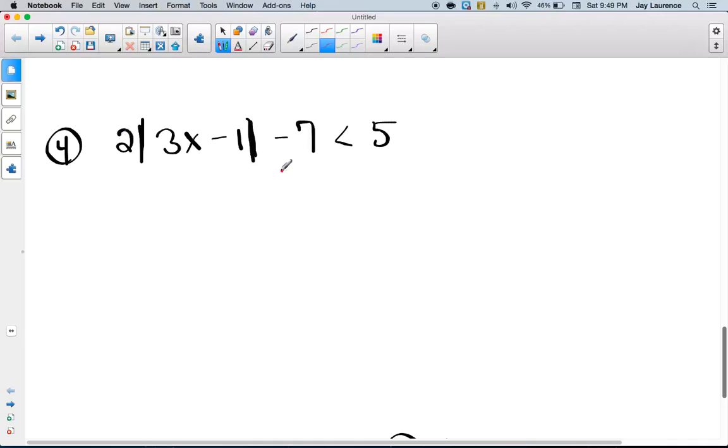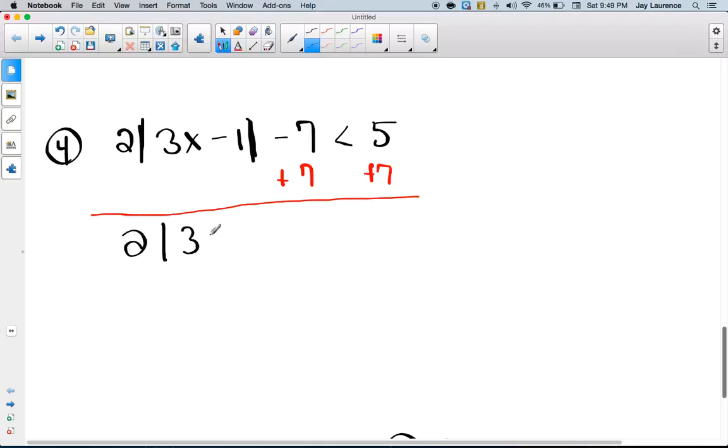So first thing I'm going to do is add 7. I'm going to pretend like the absolute value is a variable, and I'm going to use inverse operations to get it alone. Once it's alone, then I'll split it up. I'll interpret it into 2 inequalities. It's going to be less than or equal to 12. All right, now I'm going to divide by 2.